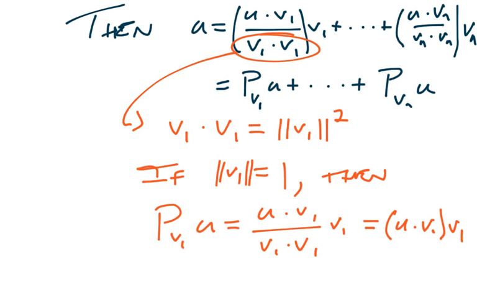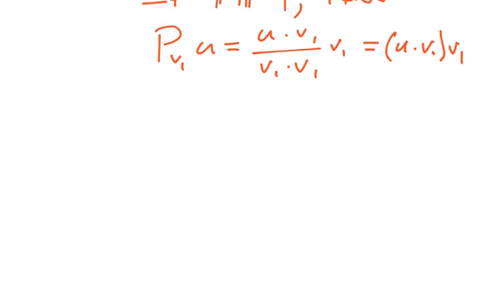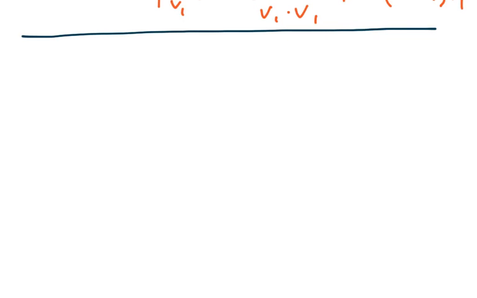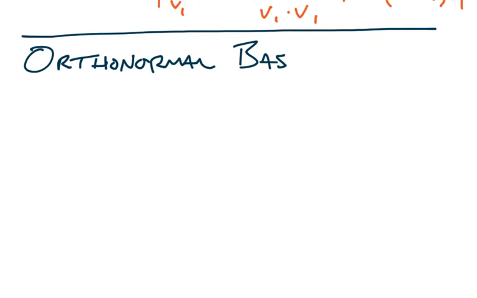So there is a name for these bases that have orthogonality plus the magnitude of every one of the basis vectors being 1. This is a special kind of basis, and this is referred to as an orthonormal basis.